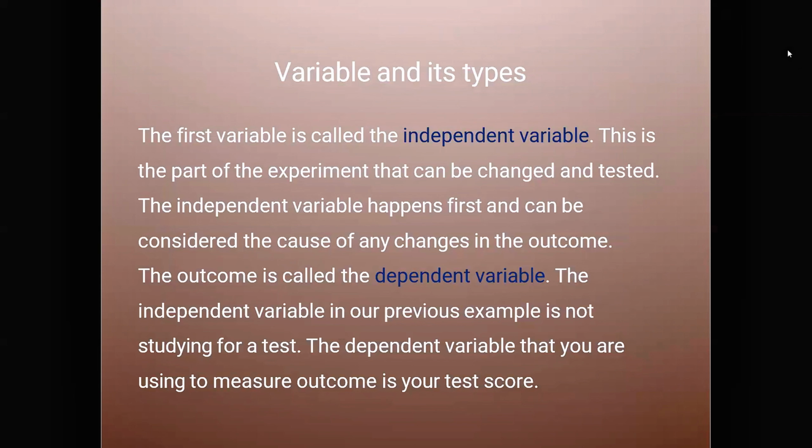We've talked about this earlier on. We must be able to detect and know which one of these is our dependent variable and which one is our independent variable. The first variable is called the independent variable. This is the part of the experiment that can be changed and tested. The independent variable happens first and can be considered the cause of any changes in the outcome. I remember yesterday, or maybe two days ago, I said something related to that.